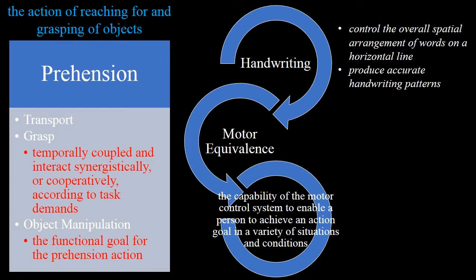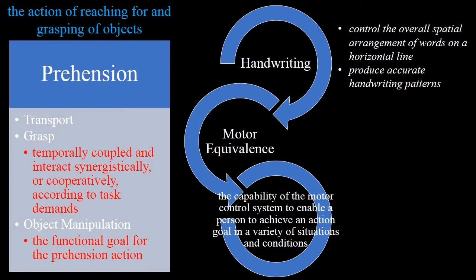The role of vision in the control of prehension skills is similar to that of speed accuracy skills, except that visual feedback influences the grasp component according to the grasp and object manipulation requirements of the intended use of the object. Handwriting demonstrates an important motor control characteristic known as motor equivalence. Motor equivalence is defined as the capability of the motor control system to enable a person to achieve an action goal in a variety of situations and conditions.